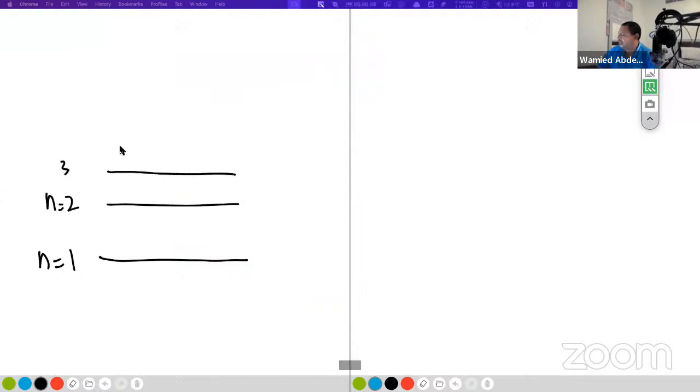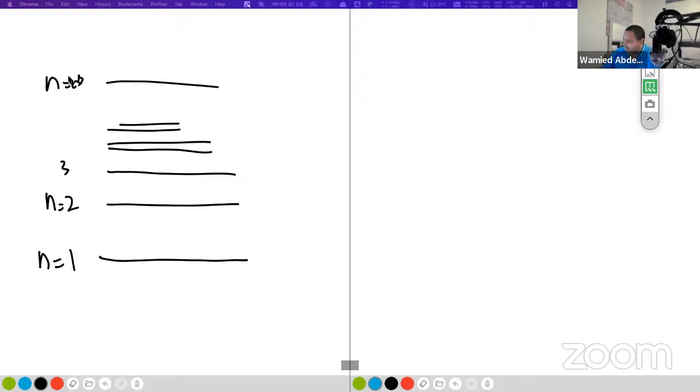So usually we draw the energy diagrams. This is n equals 1, and then we have n equals 2, n equals 3, and so on. The lines will close up until n equals infinity. This is when the electron is actually outside of the hydrogen atom.